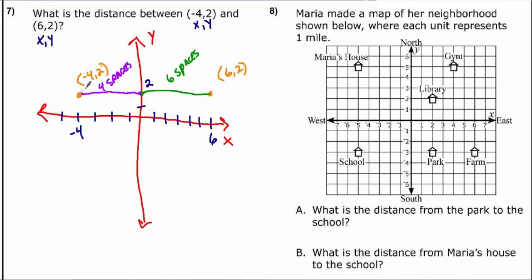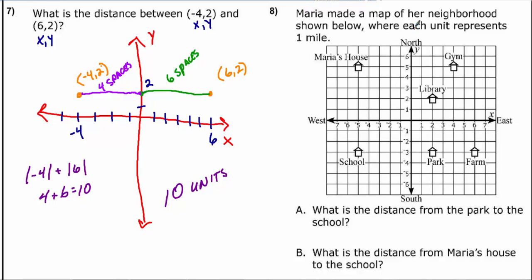This should look familiar. Absolute value. So really what we're doing is we're saying take the absolute value of negative 4, add it to the absolute value of 6 to get the distance. And 4 plus 6 makes 10. And you can actually see 4 and 6 more right there gives you 10. So our answer is 10 units, or 10 spaces.